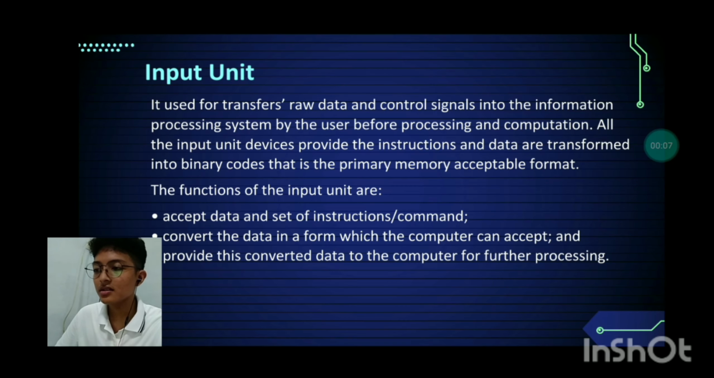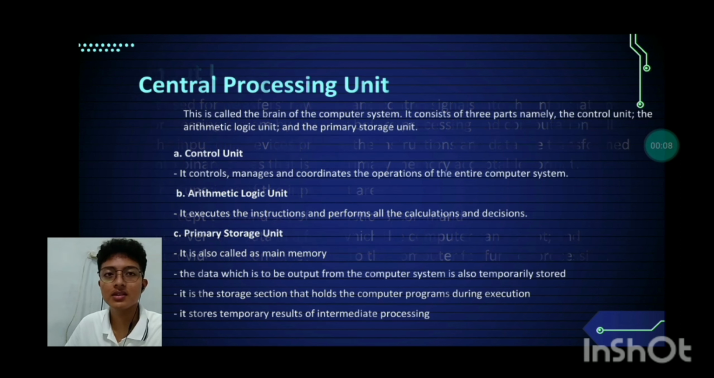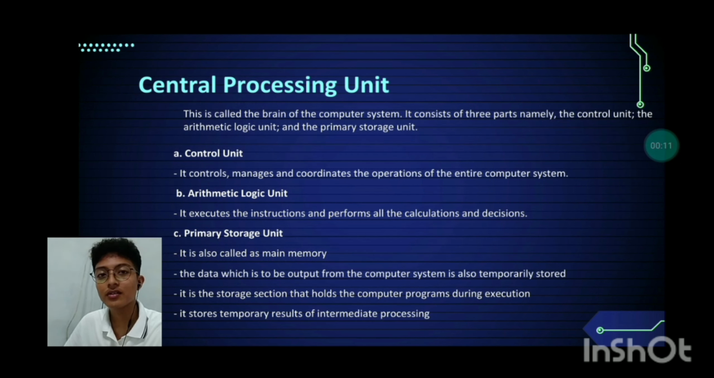Input unit, it's used for transfers raw data and control signals into the information processing system by the user before processing and computation. All the input devices provide the instructions. Data are transformed into binary codes, that is the primary memory acceptable format. The functions of the input unit are: number 1, accept data in sets of instructions or command. Number 2, convert the data in a form which the computer can accept. And last, number 3, provide this converted data to the computer for further processing. Move on to the next slide, which is the central processing unit, or as we call the CPU.